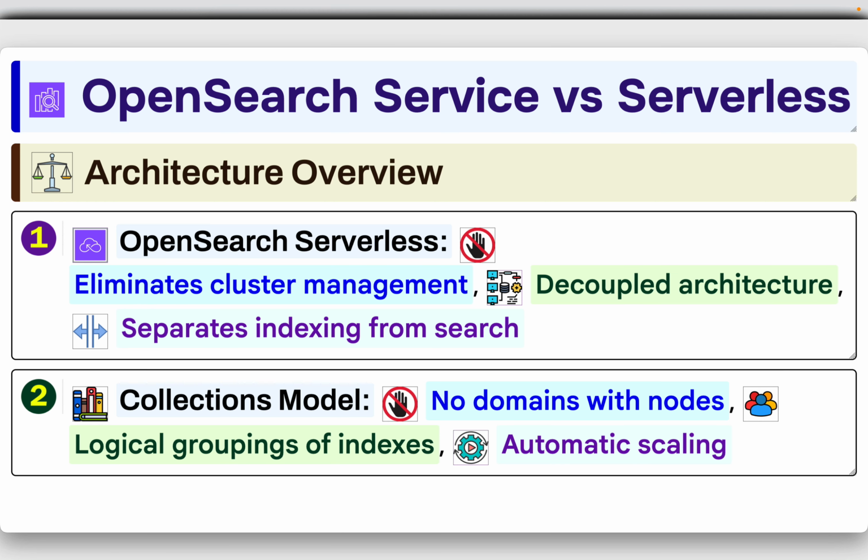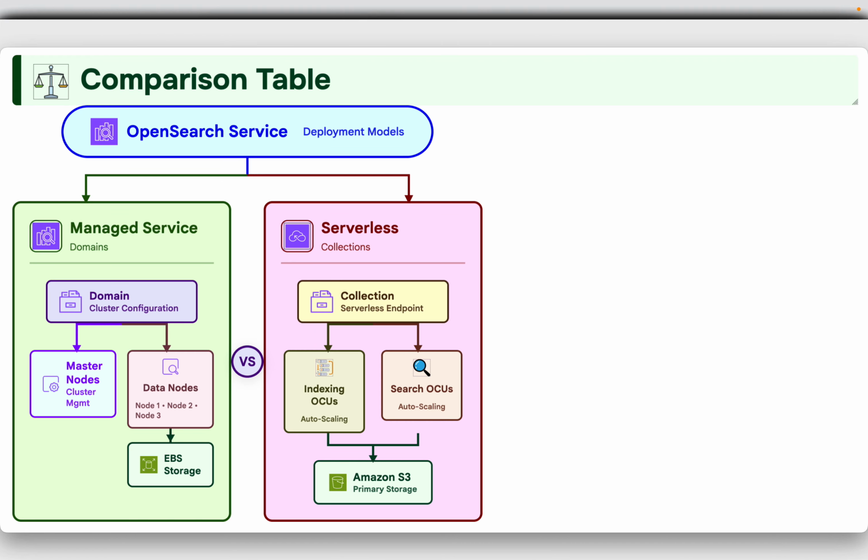And serverless uses something called the collections model, and the collections model has no domains with nodes. Instead, it uses logical groupings of indexes with automatic scaling. So this is a comparison table. The diagram compares managed service with domains versus serverless with collections. And the table shows feature comparisons.